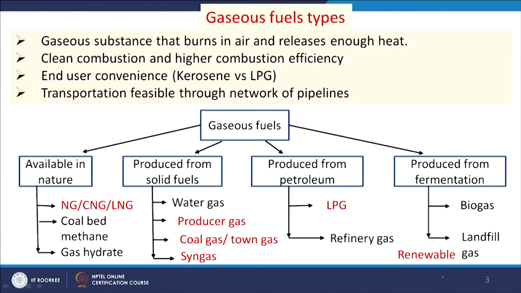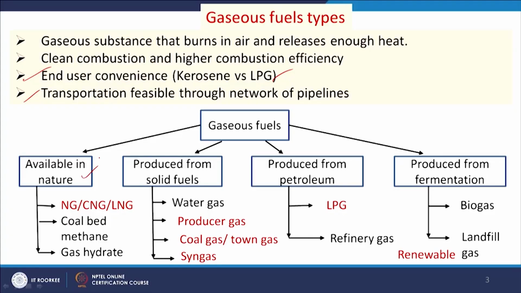Now, we will see the gaseous fuel types. This is a fuel in the gas phase and it burns and gives heat. This is the definition of gaseous fuel. It is a gaseous substance that burns in air and releases enough heat, with clean combustion and higher combustion efficiency. The use of gaseous fuels gives user convenience, for example kerosene and LPG. Obviously, we will prefer the use of LPG for cooking purposes, and transportation is feasible through a network of pipelines, so gas can be transferred from one place to another with pipelines.